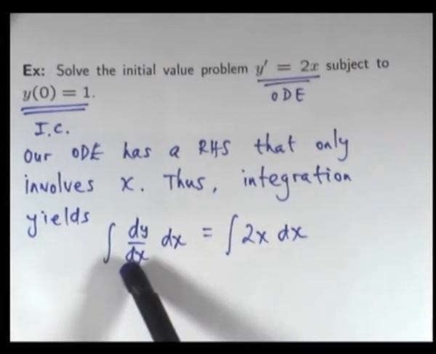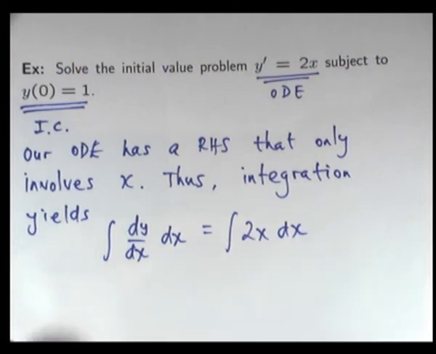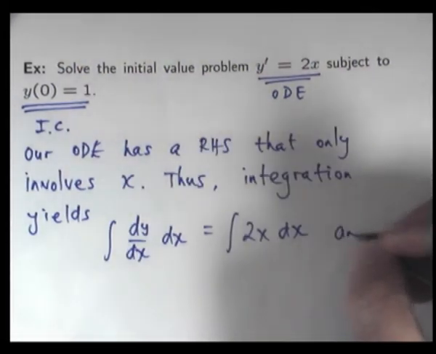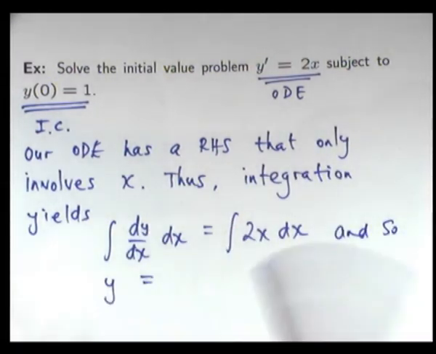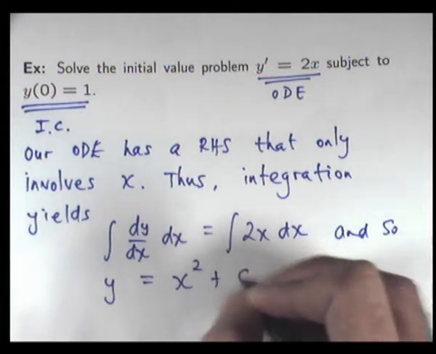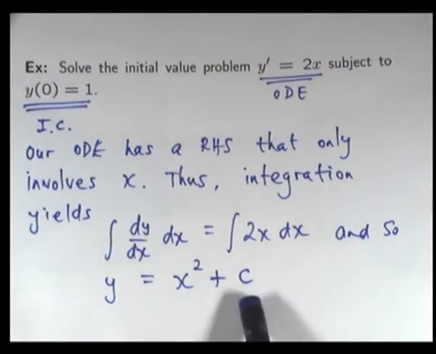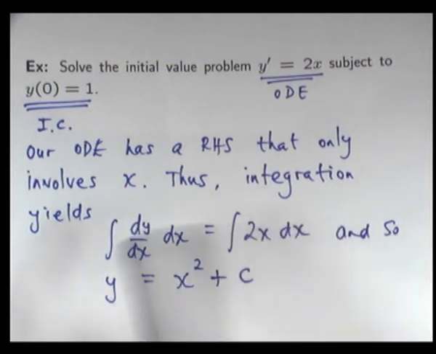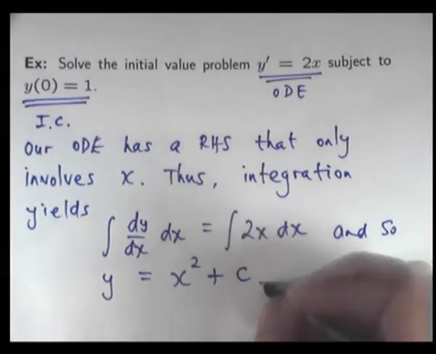Over here I can cross off these dx's and integrate. I'm going to get plain old y. Over here I'm going to get x squared, and I'm going to put a constant of integration in there. Now the constant of integration will cover both constants of integration from both sides. So it's not a big deal there.